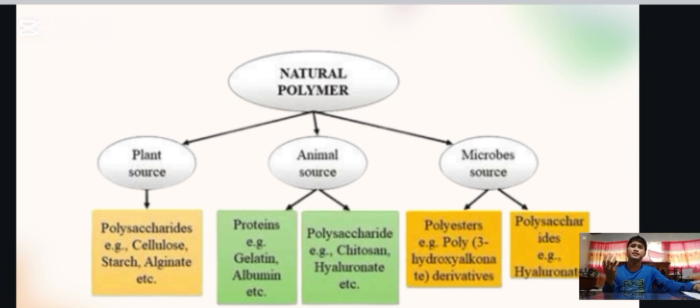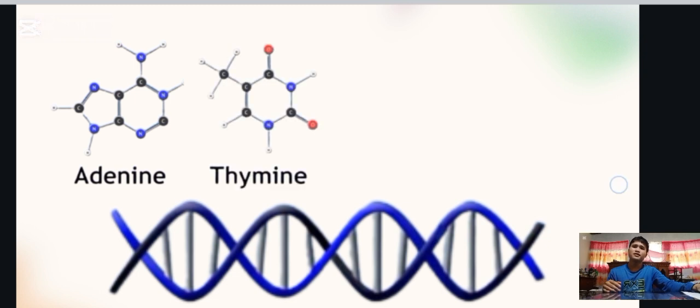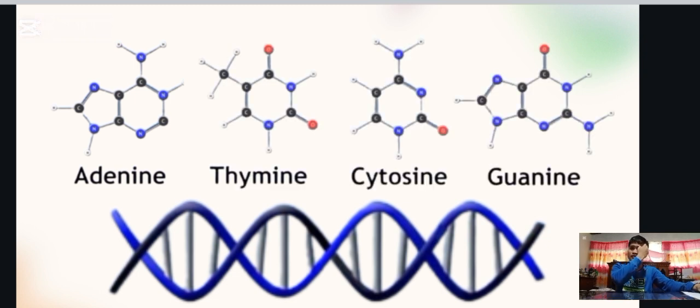This is an example of natural polymers. I will add a specific example. It is called DNA, or deoxyribonucleic acid. DNA is a natural polymer of nucleotides. Each nucleotide is made of a sugar, a nitrogenous base, and two or three phosphate groups. DNA is the genetic blueprint of what we are. There are only four nucleic bases: adenine, thymine, cytosine, and guanine.